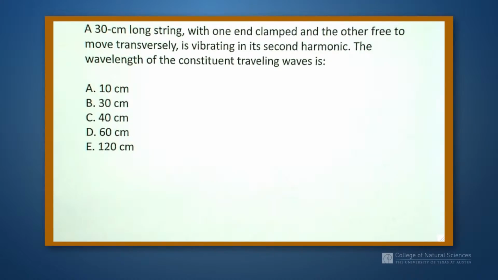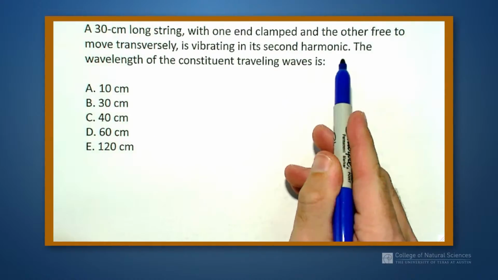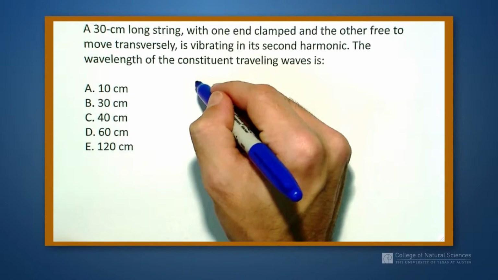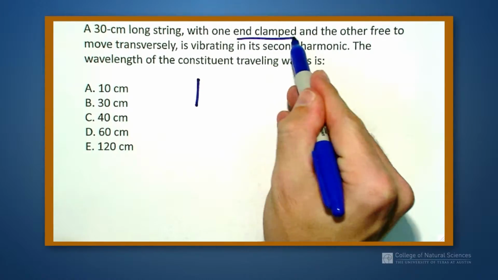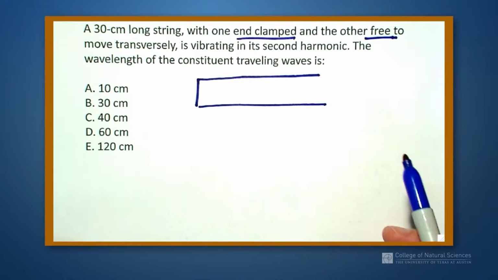So this question says that we have a 30 centimeter long string with one end clamped and the other one free to travel transversely, and is vibrating at its second harmonic. What's the wavelength of the traveling waves? So I know that by clamping at one end and the other one is free, I have an open-closed situation.